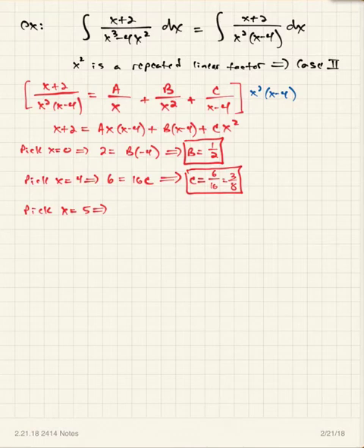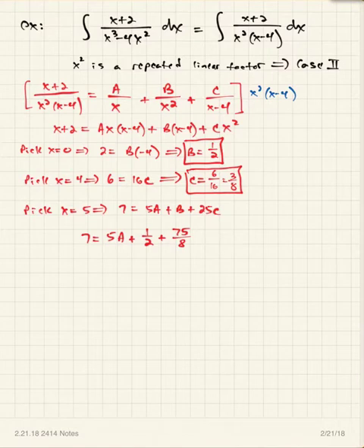So if I pick x equals 5, I get 7 equals 5A plus B plus 25C. And that's an equation that involves A, B, and C, but I've got B and C, so I can find A here. So this is 7 equals 5A plus B, which is 1/2, plus 25C. C is 3/8, so that would be 75/8. Like that. And so now we solve this for A.